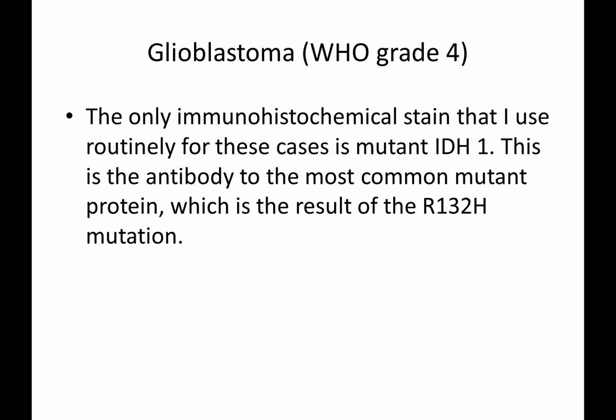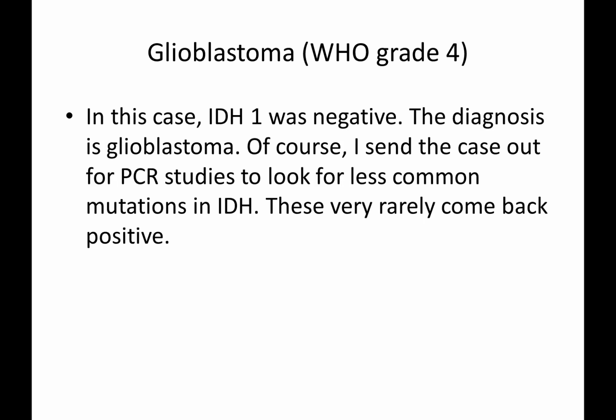The only immunohistochemical stain that I use routinely for these cases is mutant IDH1. This is the antibody to the most common mutant protein, which is the result of the R132H mutation. In this case, IDH1 was negative. The diagnosis is glioblastoma. Of course, I send the case out for PCR studies to look for less common mutations in IDH. These very rarely come back positive.